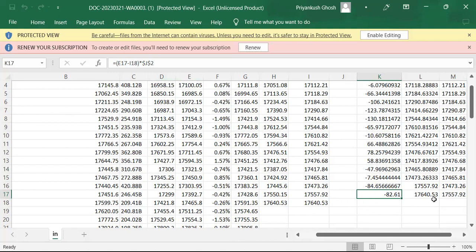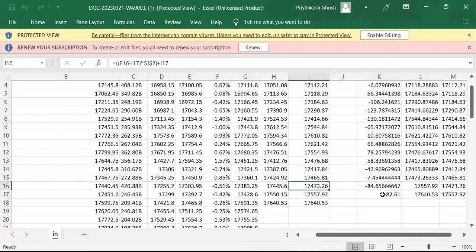Now, 17,640.53 minus 82.61 is equal to this. So this is my formula. L17 plus K17, right? If you see this formula, this entire thing, E17 minus I18 into J2, is my column K. Then I18 is my column L, right? So in order to explain you very simply, I have just divided it into two columns, and I have just shown the split.